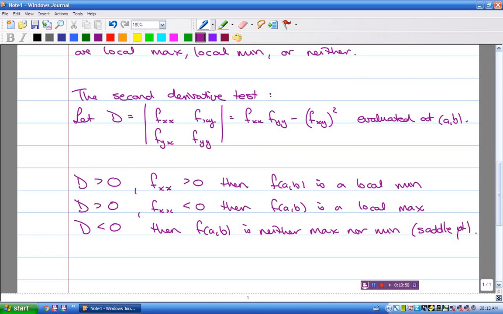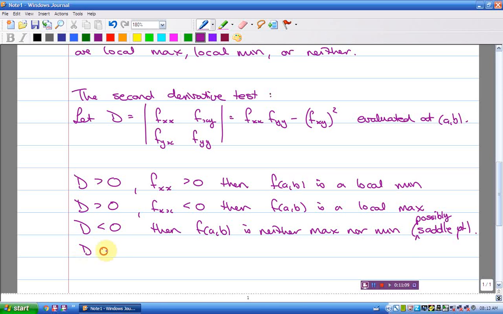Because basically we've sliced it one way and we've seen a minimum, and we've sliced it the other way and we've seen a maximum. Even that is not necessarily true. So I'm just going to write here possibly saddle point. But basically it's neither. It's not a max or a min. It was a false positive. It's not what we're looking for.